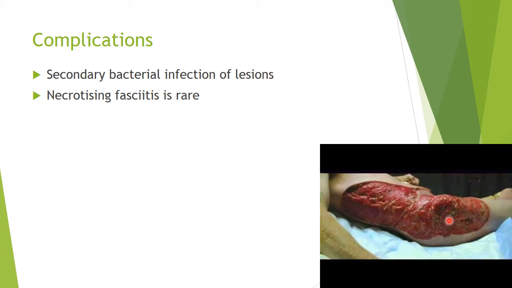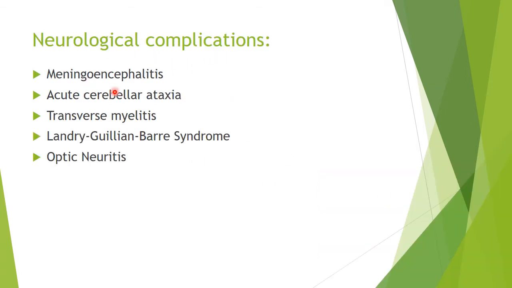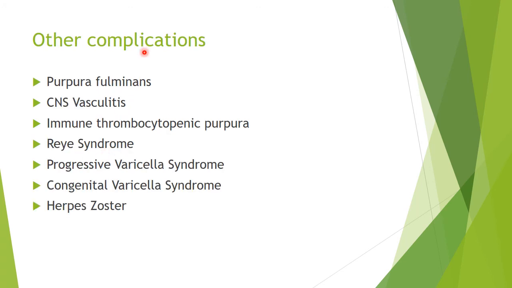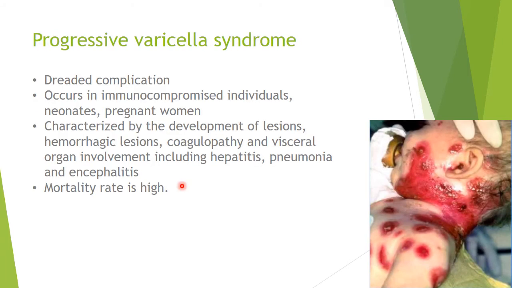So what are the complications? In the skin, the complication can be secondary bacterial infection, which is quite common, and necrotizing fasciitis, which is quite rare. The neurological complications can be meningitis, encephalitis, acute cerebral ataxia, transverse myelitis, Landry-Guillain-Barré syndrome, and optic neuritis. Other complications include purpura fulminans, CNS vasculitis, immune thrombocytopenic purpura, Reye's syndrome, progressive varicella syndrome, congenital varicella syndrome when the pregnant mother is infected, and herpes zoster.